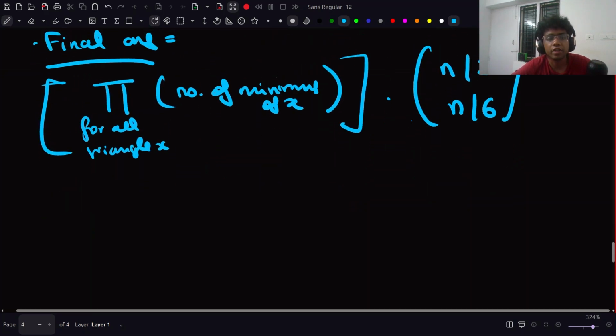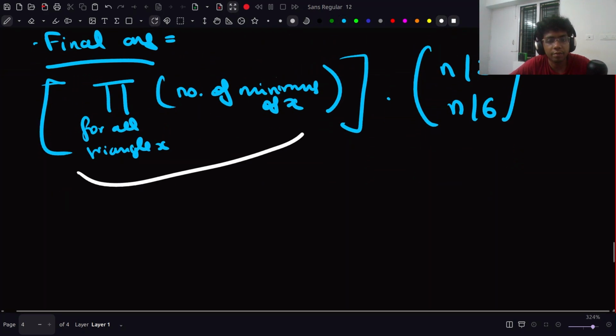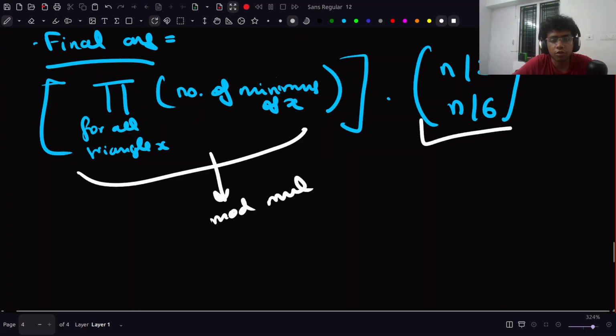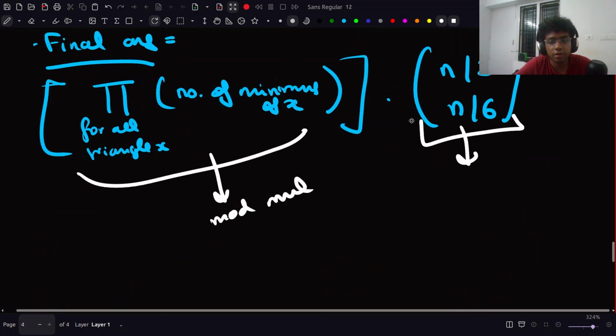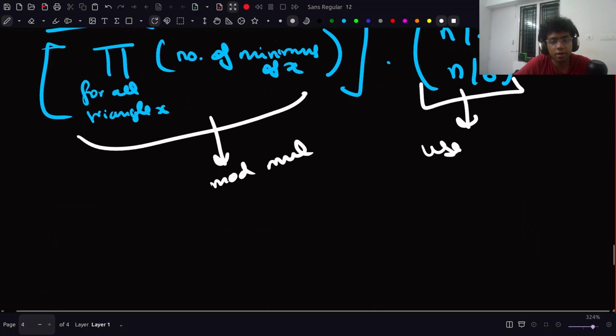Yeah, how do we implement this? So this part is directly implementable. We just need to do modular multiplication, right? We need to be careful. Now for this, we need to use the factorial formula and modular division, right?